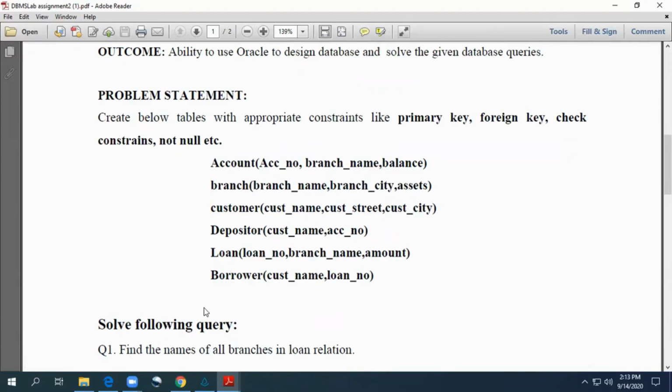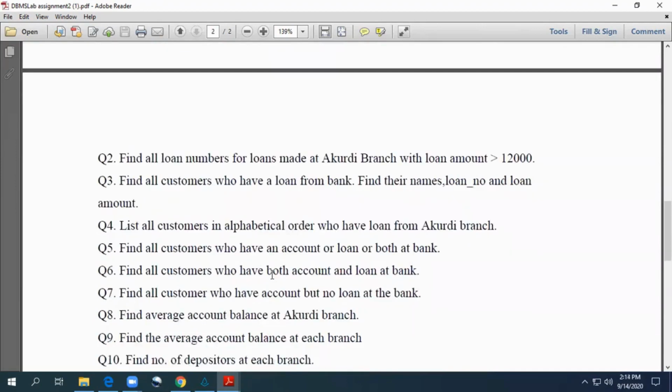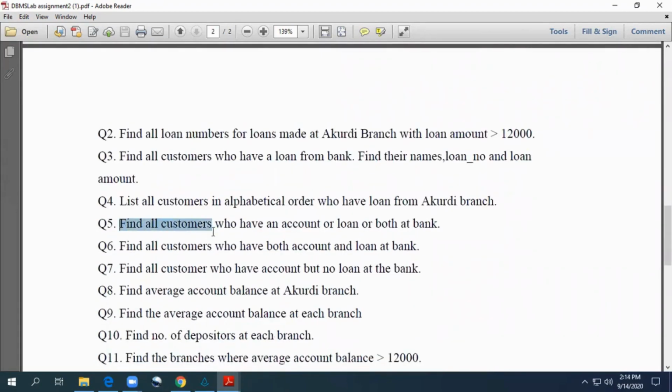Assume suitable data and consider which tables are involved. First, I want to read the query: find all the customers who have an account or loan or both at the bank. This is an example of a union query. If you observe, my query says to display the details of all the customers who have a saving account in the bank, who have a loan account also, and who have both accounts in the bank.